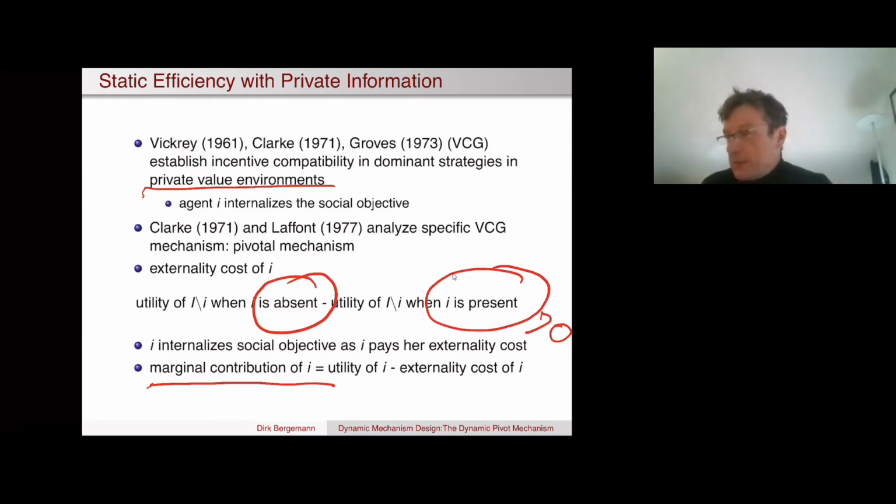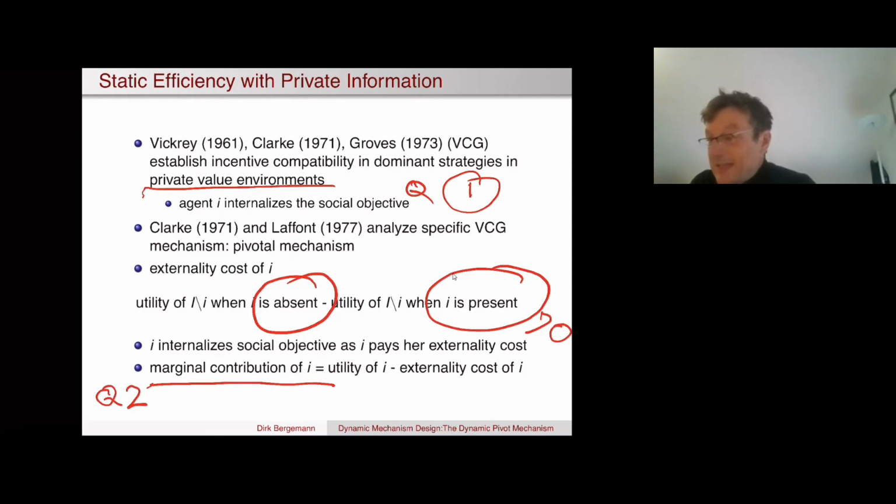And as we go from a static to a dynamic world, there will be two questions. The first question that we're going to ask: will it be possible to get an implementation, get an equilibrium in dominant strategy? So this is question number one. Okay. And question number two is, will it be possible for us to attain a net utility, an equilibrium utility of the bidders, that reflects a marginal contribution? Okay, good.